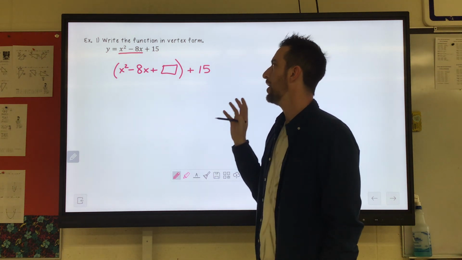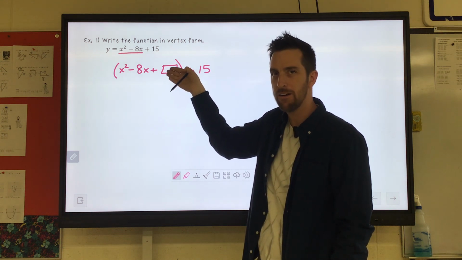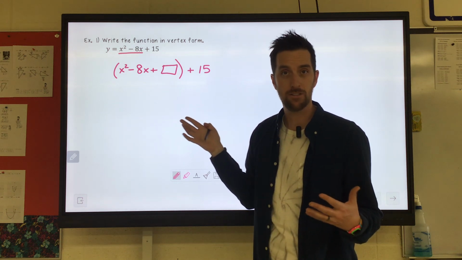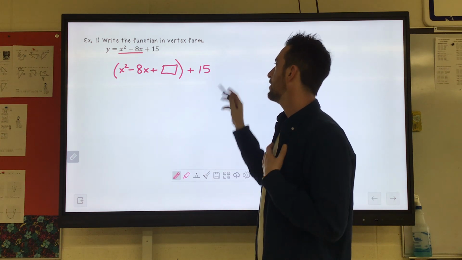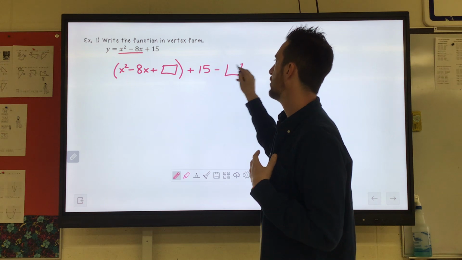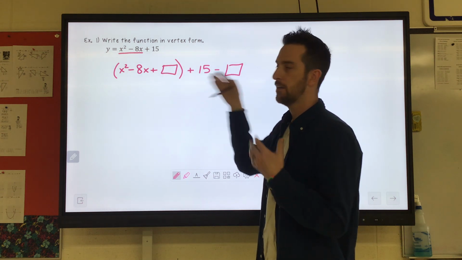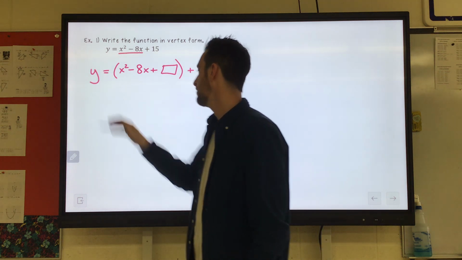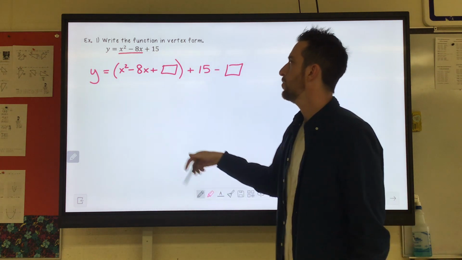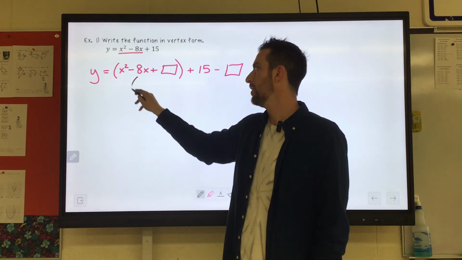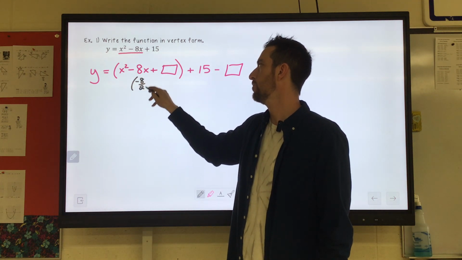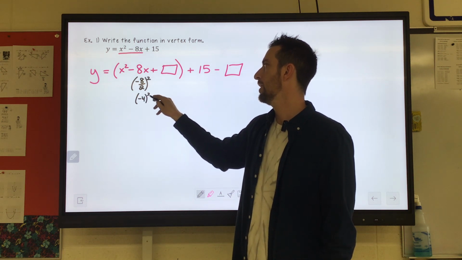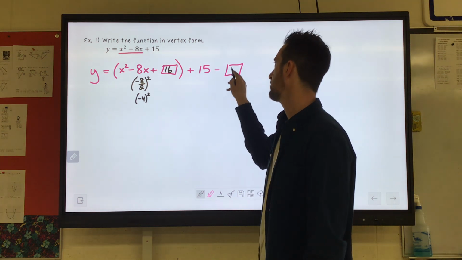But again, to keep it balanced, if I add a number here and I'm on the same side of the equation, I'd have to subtract that number somewhere else to keep it even. So we'll say minus blank over here. Here it's plus blank, here it's going to be minus blank just to even it out. I'll put my equals y. So let's complete that square. Remember, we take b, negative 8, we divide it by 2, and then we square that number. So negative 8 divided by 2 is negative 4, and negative 4 squared is 16.